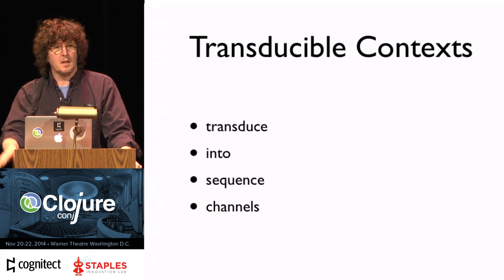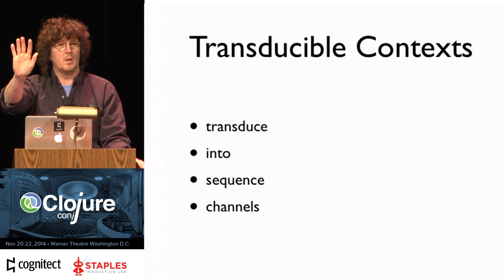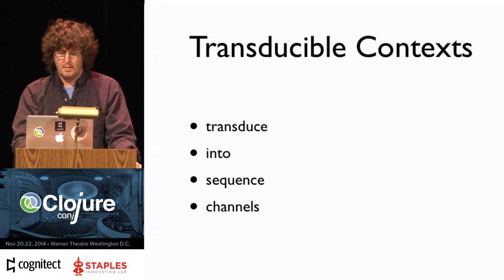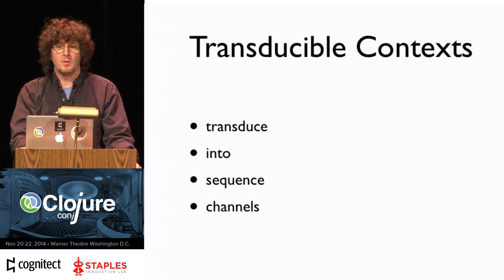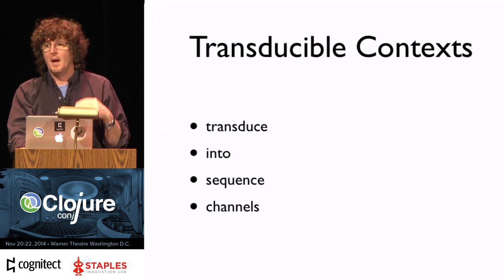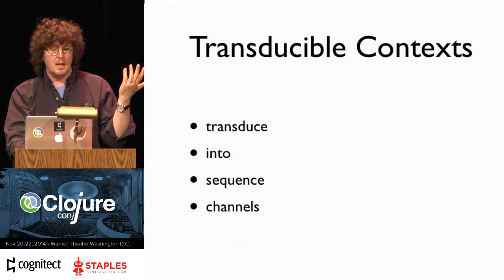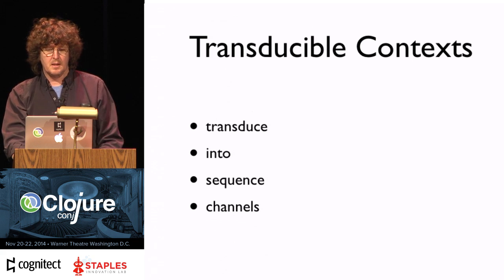So everything coming from one collection gets transduced and then put in. Sequence will take a collection and produce a lazy view of that collection, having pulled it through a transducer. And finally, channels will accept transducers. So these are all examples of transducible contexts. Again, it's even less likely you're going to write your own transducible context, but you should be able to, and hopefully seeing the insides of these will help you.